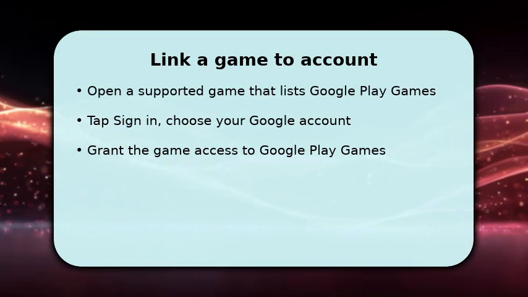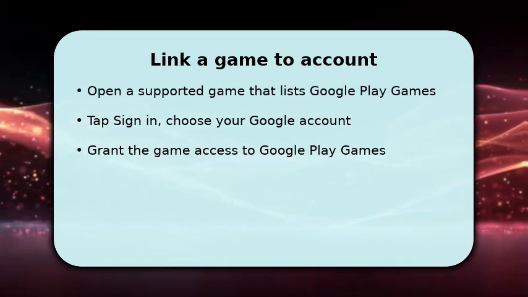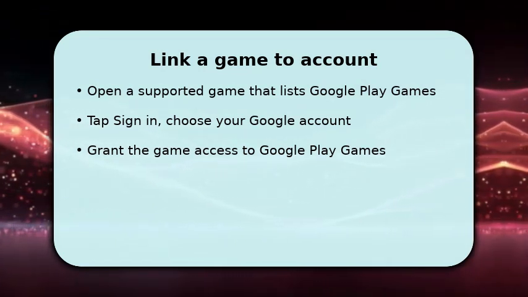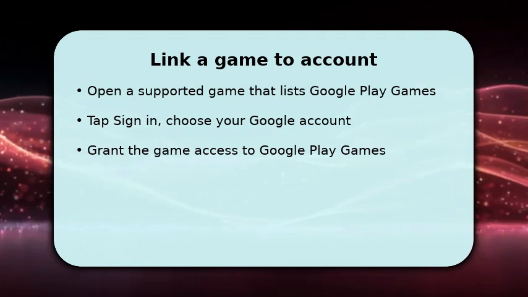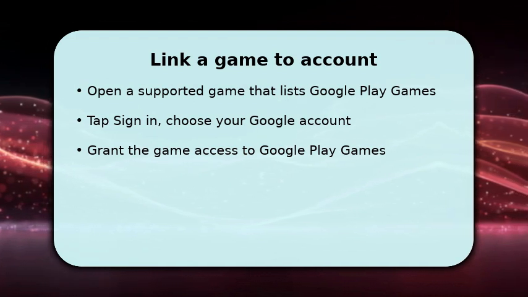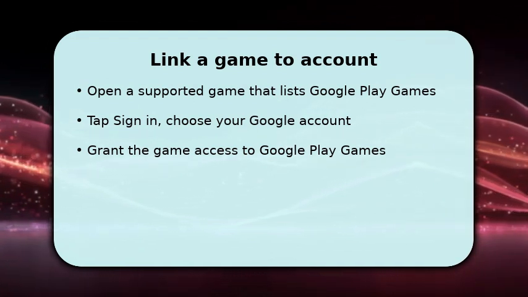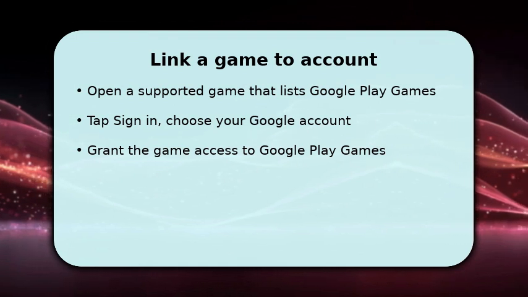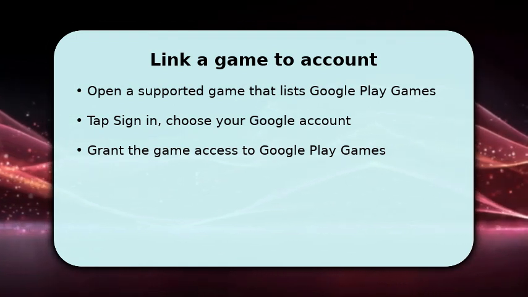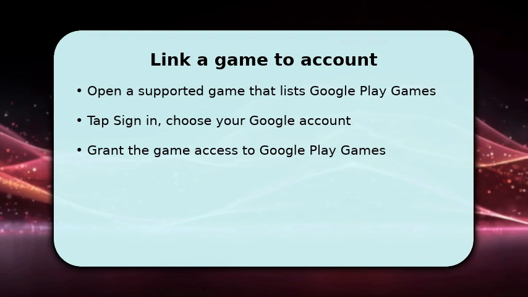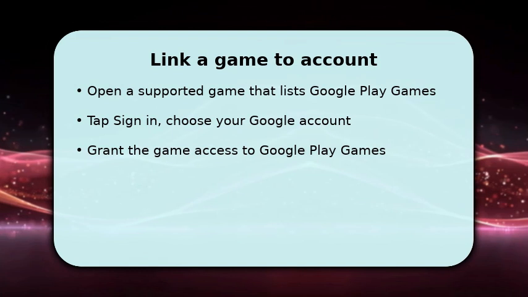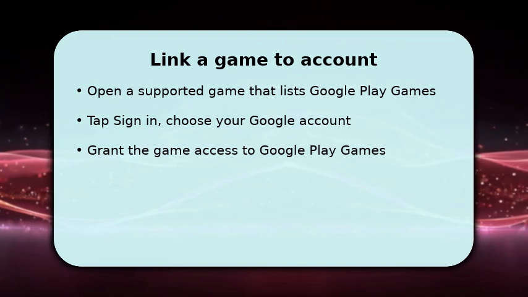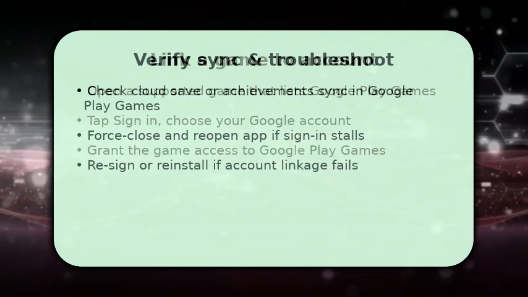Launch a supported title and look for a Sign In or Google Play Games button, tap it, and pick the Google account you prepared earlier. You may be asked to grant permissions so the game can read your profile and save data to the cloud. Allow those so progress syncs. Make sure to wait until the confirmation appears before leaving the screen, because interrupted logins can create duplicate profiles or lost progress.